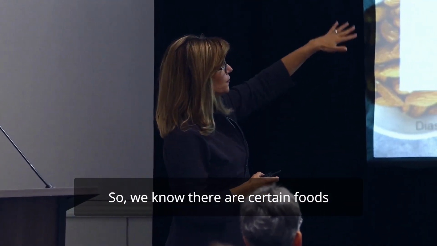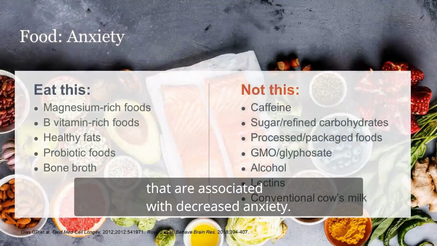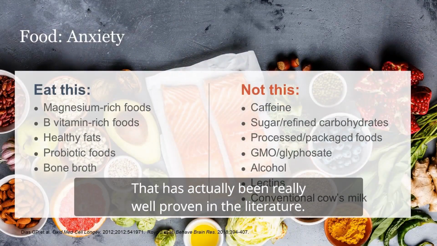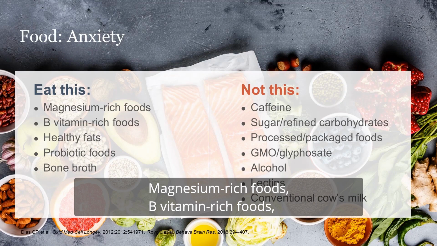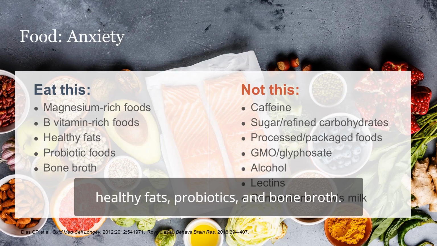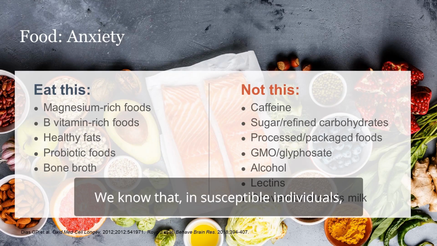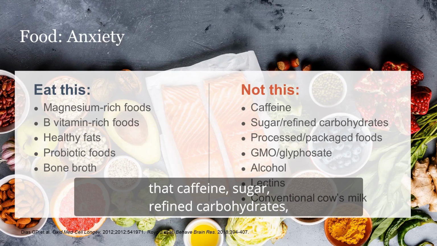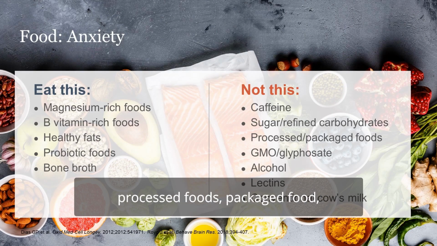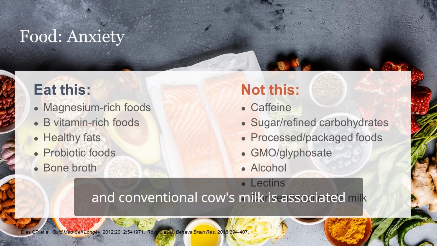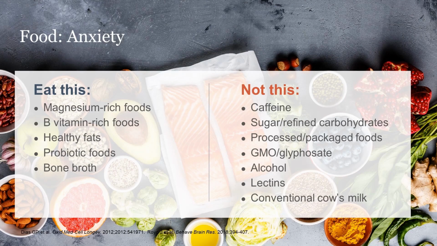So we know there's certain foods that are associated with decreased anxiety. This has actually been really well proven in the literature. Magnesium-rich foods, B vitamin-rich foods, healthy fats, probiotics, and bone broth. We know that in susceptible individuals, caffeine, sugar, refined carbohydrates, processed foods, packaged foods, I'd put glyphosate in here too, alcohol, maybe even lectins, and conventional cow's milk is associated with higher rates of anxiety.